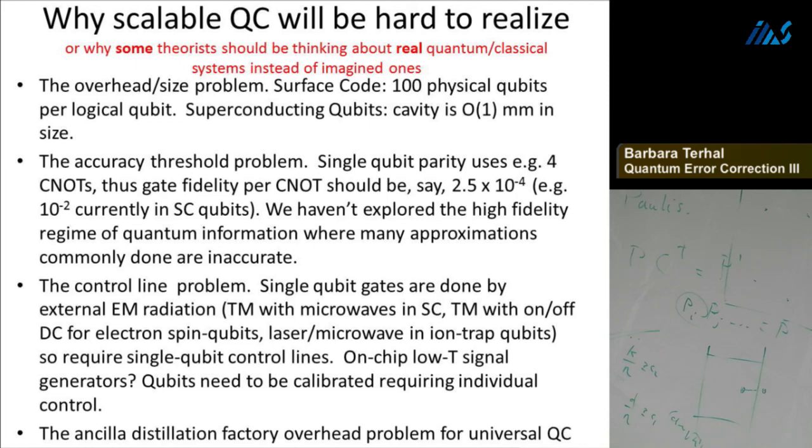The accuracy threshold problem is that even though, say, the surface code tolerates a noise rate of 1%, you'd like to be safely below this 1% error rate. Imagine that I do my parity checks using four CNOTs, and the CNOT, the two-qubit gate, I'm not sure David said much about that. The error rates are quite hard to push to very, very low values. They're on the order of 10 to the minus 2 currently. Can we really get them to such a low error rate?